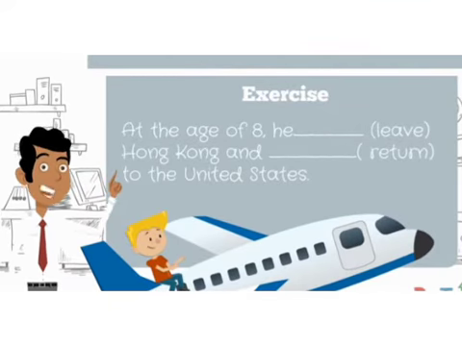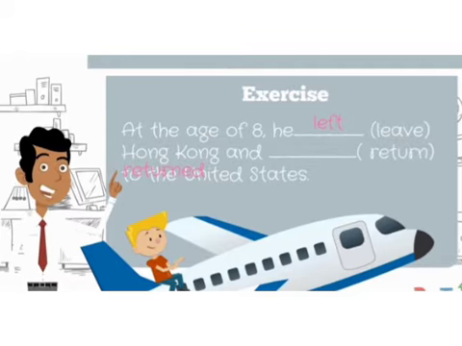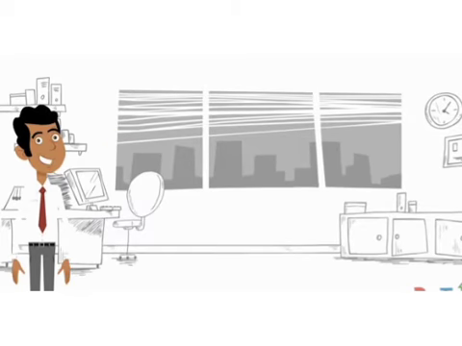To test yourself: At the age of 8, he leave Hong Kong and return to the United States. Both the verbs you have to change to past tense. So here we go with the answer. The past form of the verb for leave is left, and for return we have to use ed. So the answer is returned. You are right. Okay, children.